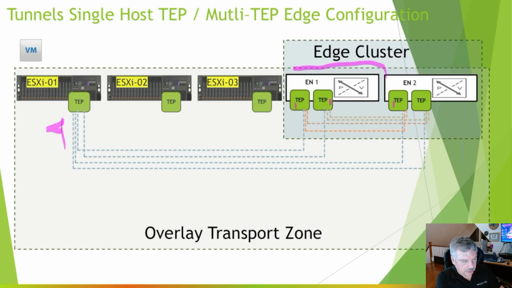Now, if I look at the individual edge node, I got 1, 2, 3, 1, 2, 3 connections. So that means each edge node has 6 tunnels set up. So let's see what happens. Let's do this in reality mode.